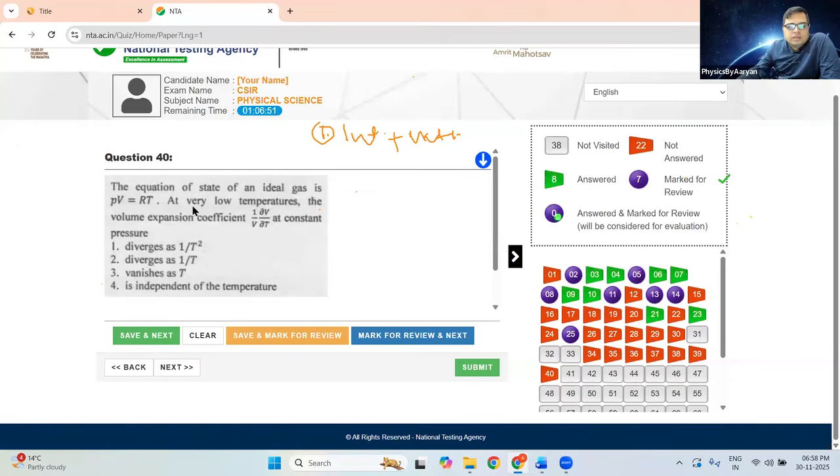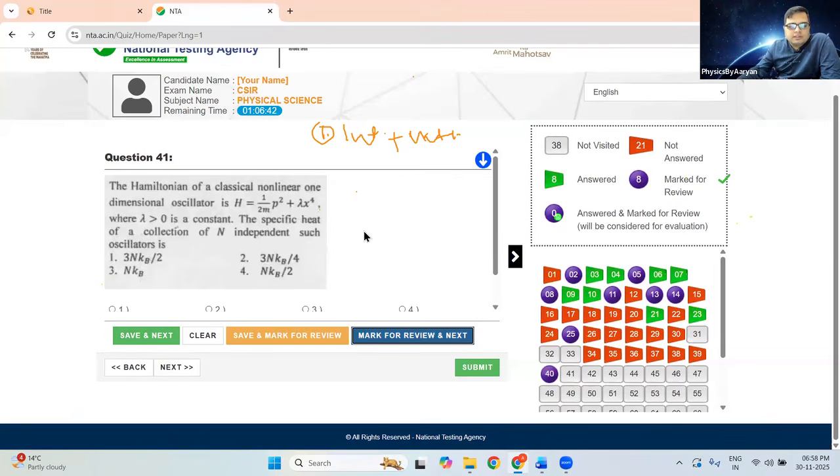Simple. Okay. At very low temperature, the volume expansion, curly V by curly T. पता नहीं भाई, पता नहीं. करेंगे, हो सकता है दिमाग लग जाए, but mark for review and next. ठीक है. Now delta x4.